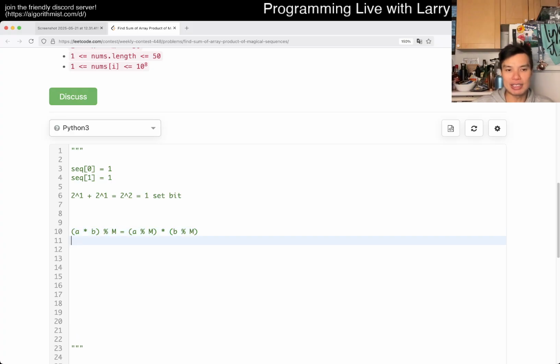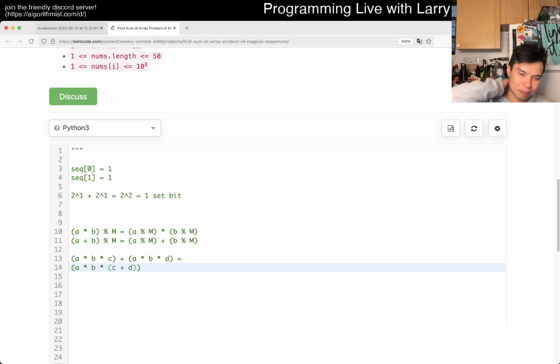And then the other, of course, is a plus b mod m is equal to a mod m plus b mod m, right? And then there's another one which is also obvious, even without the mod m: it's going to be a times b times c, say, and then if you want to add this plus a times b times d, that's just equal to a times b times (c plus d), right?